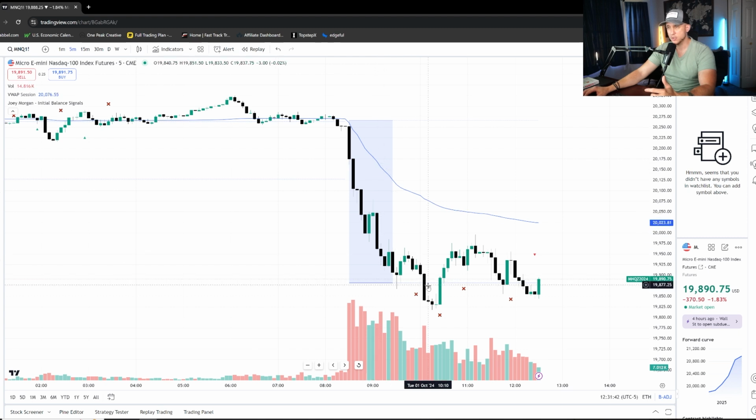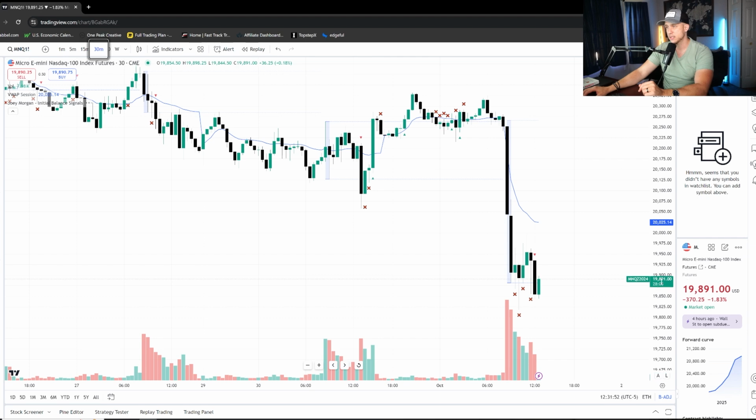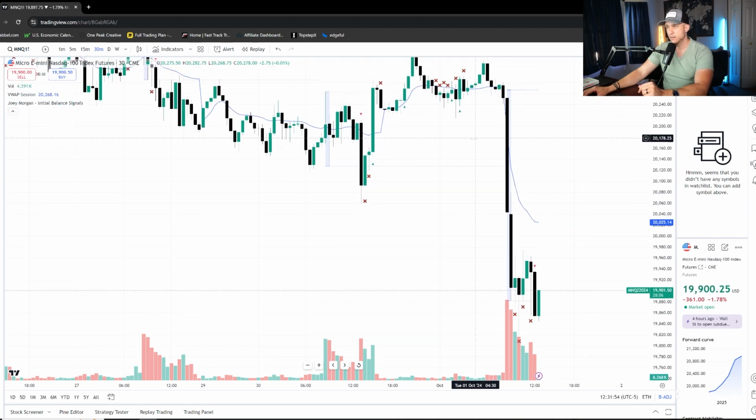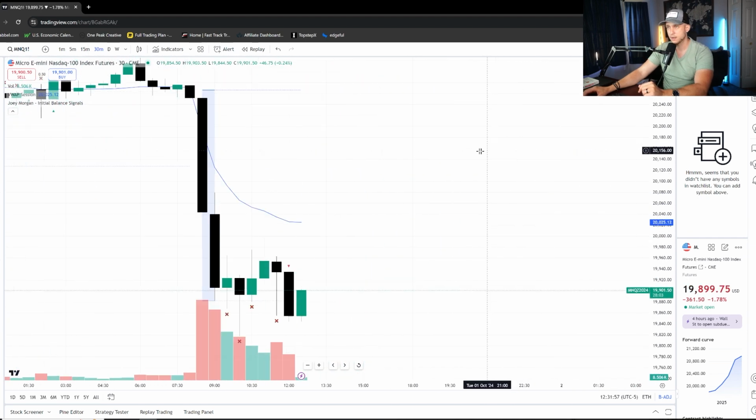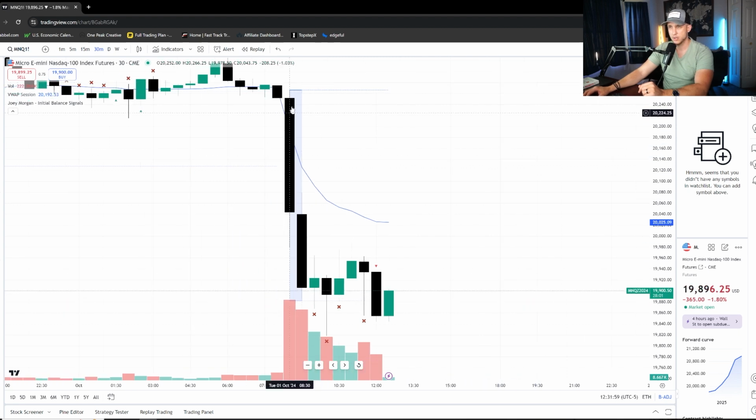When we close, and remember, failed auctions happen on a 30-minute time frame, right? But you can view these on lower time frames, right? I'm viewing this on a 5-minute, but if I go to the 30-minute, let's really break this down here. Okay, so we have the initial balance set right here. So here's the initial balance high, initial balance low. You can see that on the 30-minute candles here, we continued to close back within the initial balance, indicating a failed auction, right?